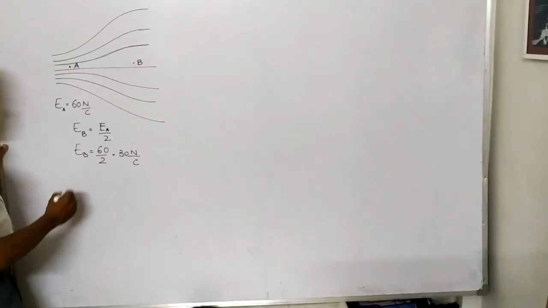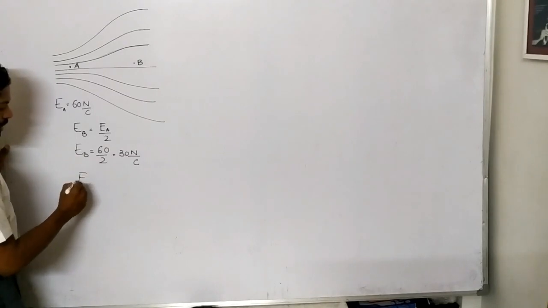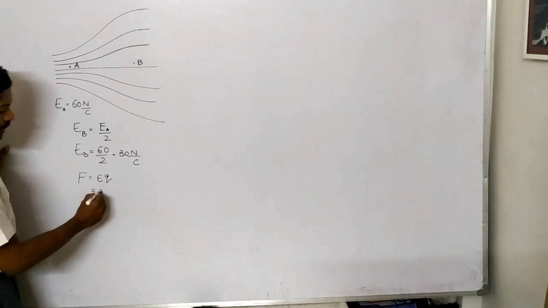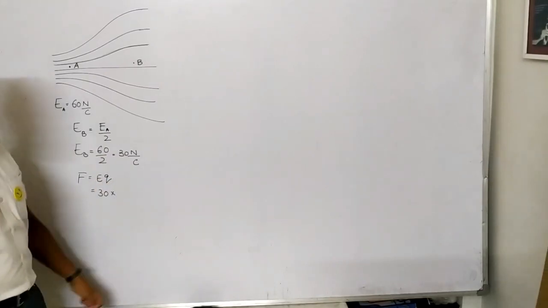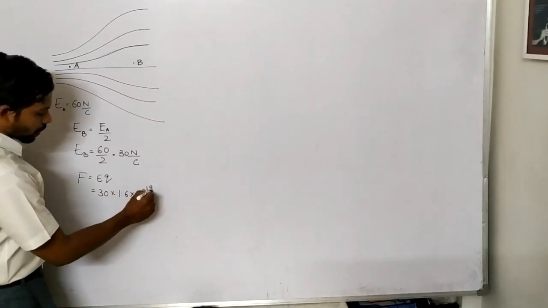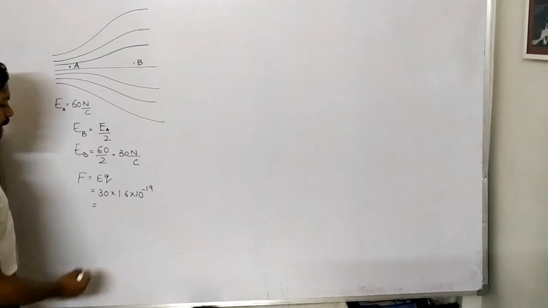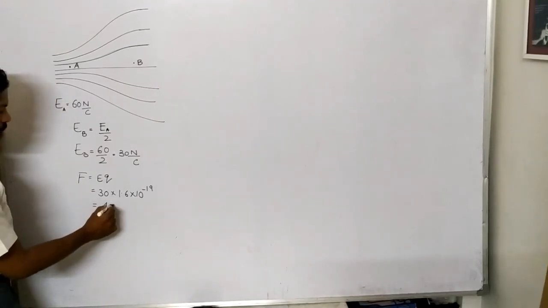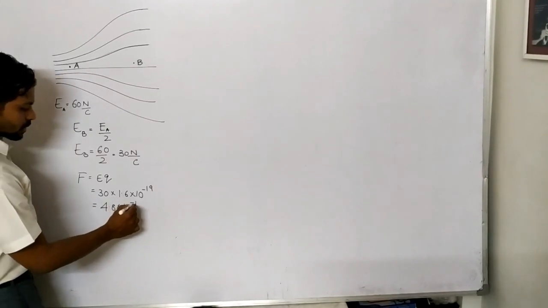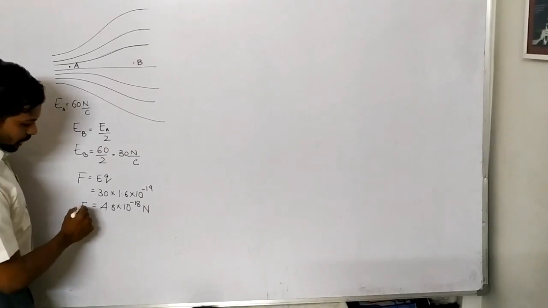Second one, what is the force experienced by a charge? It is nothing but EQ. The electric field is given as 30 and the charge of a proton is 1.6 into 10 to the power of minus 19. So you are getting around 4.8 into 10 to the power of minus 18 Newton. So this is the force experienced by the proton.